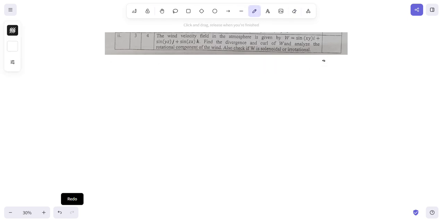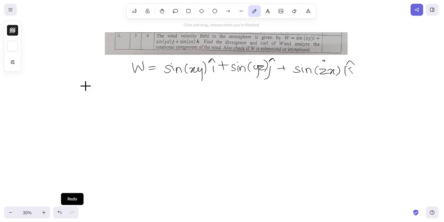So given is that W is sin of xy i cap plus sin of yz j cap plus sin of zx k cap. So first let us solve for divergence. For divergence we would find out the gradient of W.